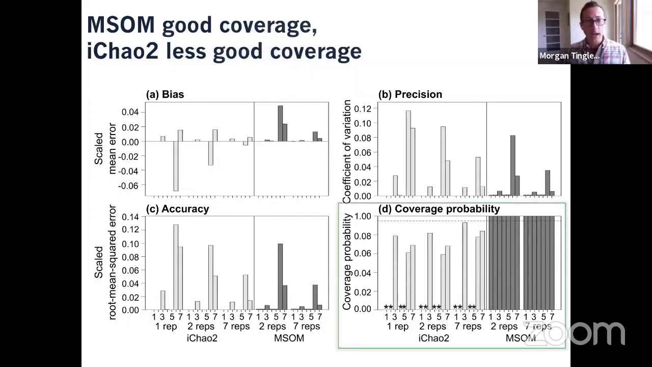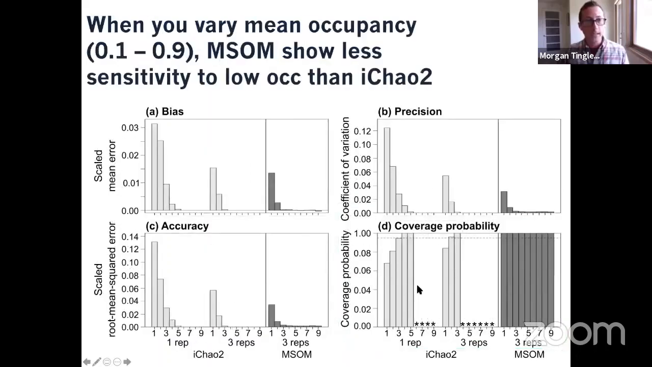In general, multi-species occupancy models provided very good coverage. In fact, our estimates pretty much always got 100% coverage probability. The iChao2 estimates had lower coverage probability, meaning the confidence intervals did not overlap the true community size about 20% of the time. We then did a separate simulation where we actually varied the occupancy probability from 0.1 to 0.9 across this sliding scale to look at the sensitivity of low occupancy on its own to this bias, precision, and accuracy problem.